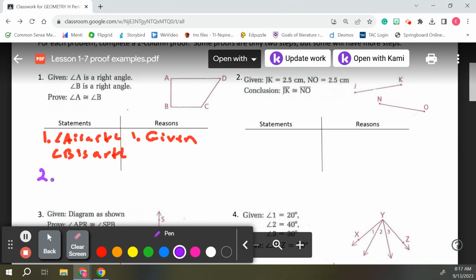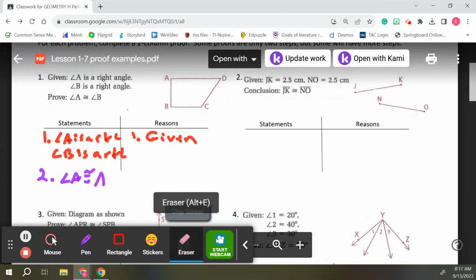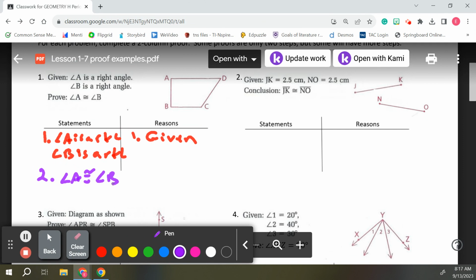Step two is where we talk about what goes in the middle in order to prove that these two angles are congruent, but there's not much, right? Do we know angle A and angle B are already congruent? Yes or no? How? Because they're both right angles. So what you would just do here is put angle A is congruent to angle B, and you would just put all right angles are congruent.